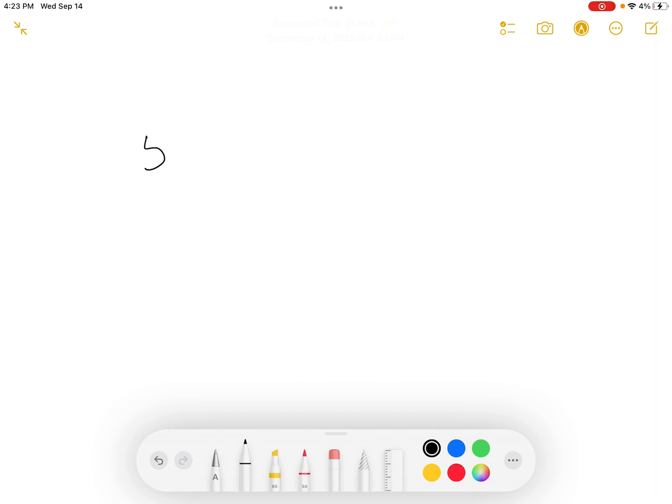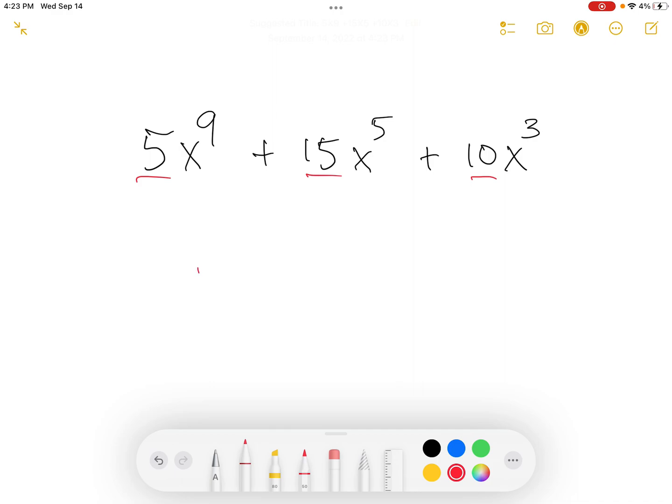Let's do 5x to the 9th plus 15x to the 5th plus 10x to the 3rd. All right, so looking at the numbers, 5, 15, 10, their greatest common factor is 5. These guys, I can take 3 x's out of both of these. So I'm taking the most number of x's I can out of all of them. The most I can take is 3, and that's it.